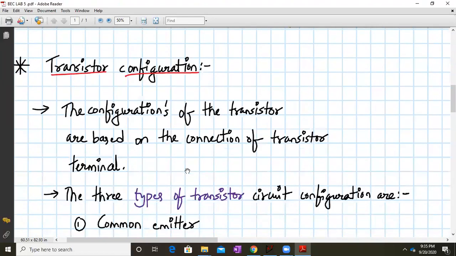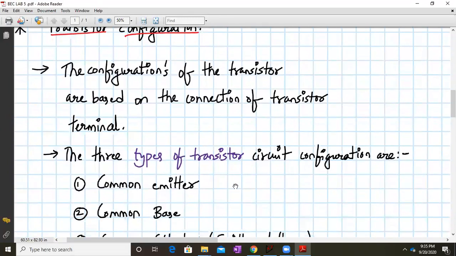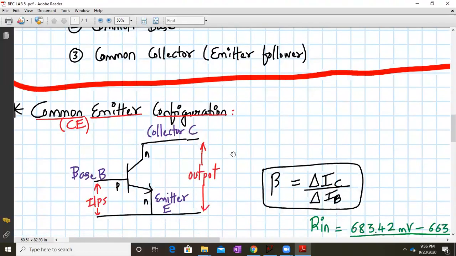Now, depending upon the transistor configuration, which is based upon the connection of the transistor terminals, there are three types of transistor circuit configurations. One of them is common emitter, common base, and common collector, which is also called emitter follower. All these three configurations provide some unique characteristics, which we will see at the end of this online session. So let us start with common emitter configuration.